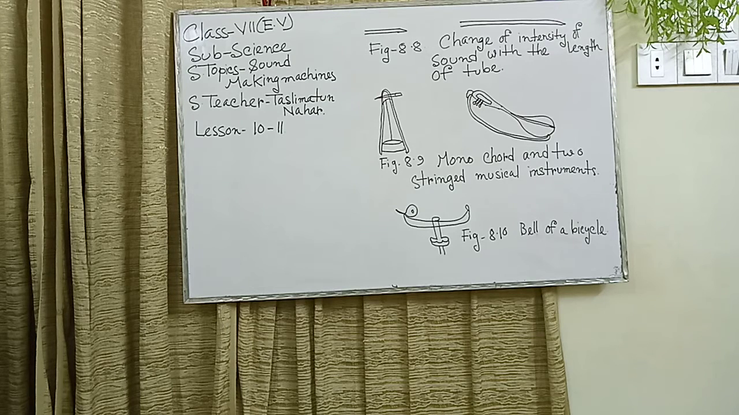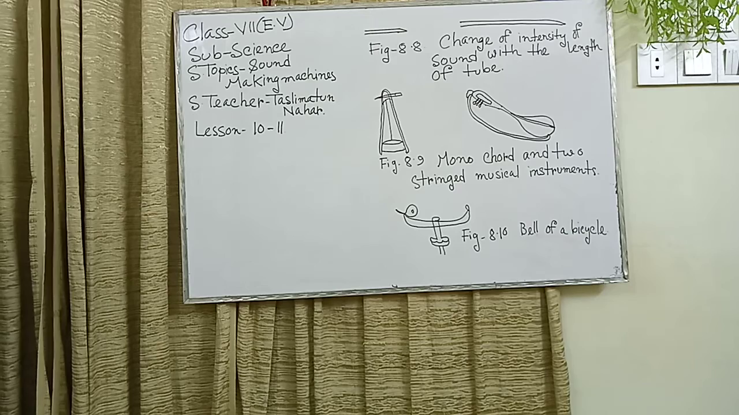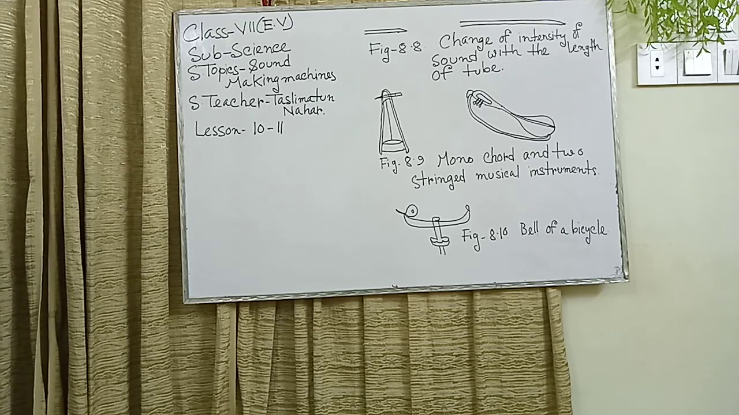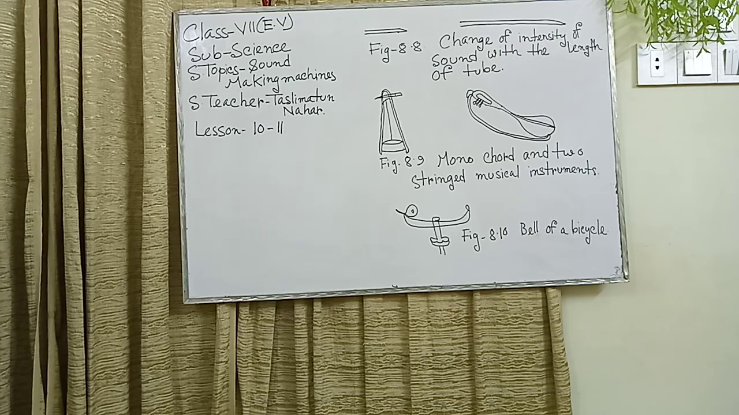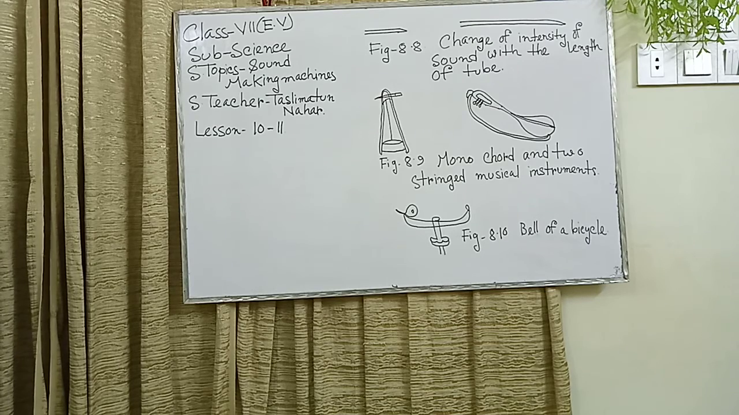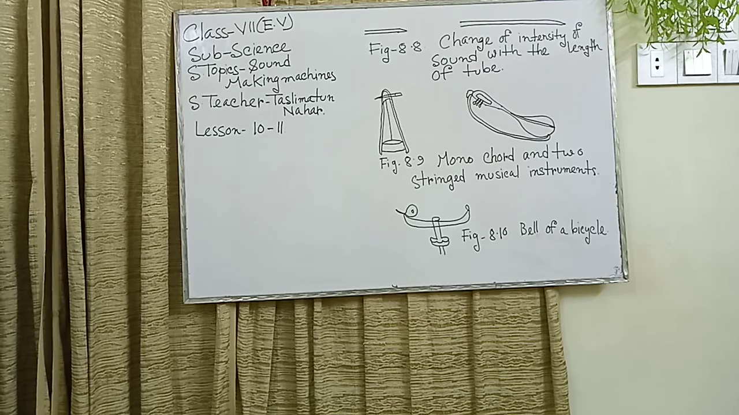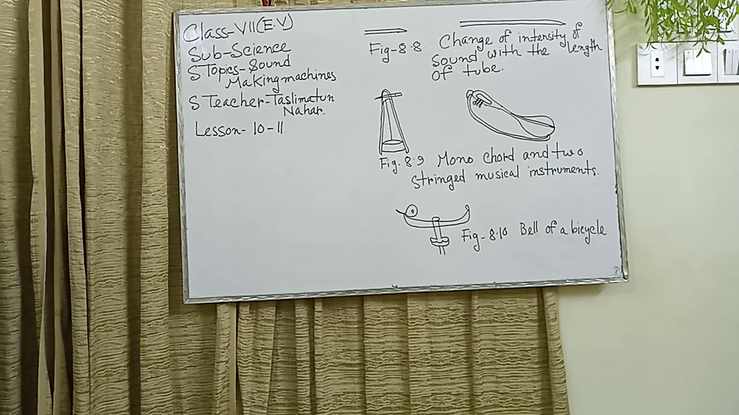Our lesson 1 was sound and its characteristics. Sound is produced through vibration. Propagation of sound needs a medium. Sound cannot move through the medium of vacuum. It's also a very important hint. Again I repeat: propagation of sound needs a medium.